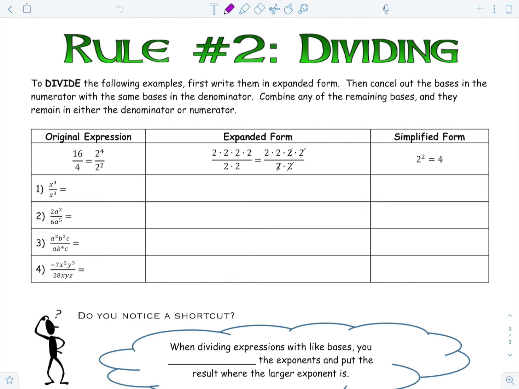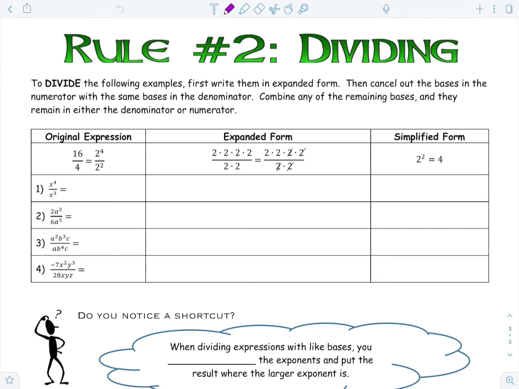Okay, yesterday we talked about the multiplication rule. That was rule number 1. But today we're going to talk about the division rule, and then we're going to talk about the power rule. So, rule number 2, the division rule.